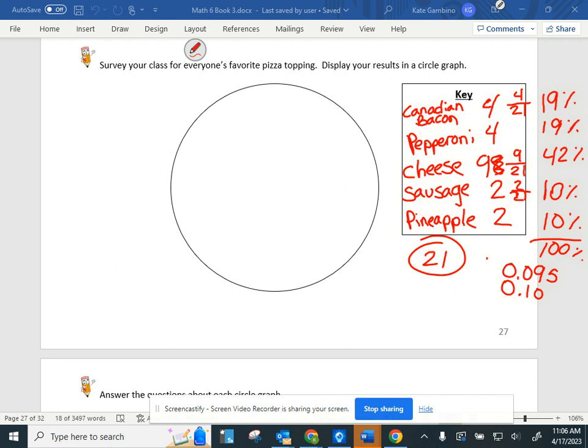Okay? So now we need to make it look like that on our circle graph. So we have our center, we have a 19%, a 19%, a 42%, a 10%, and a 10%. So 42% is not quite half. It's not quite 50%. So I'm going to do that section first, and I'm going to make a really big section. That's not quite half of my pie. Because 42% is almost that half, and I'm going to call that the cheese. Cheese was 42%.